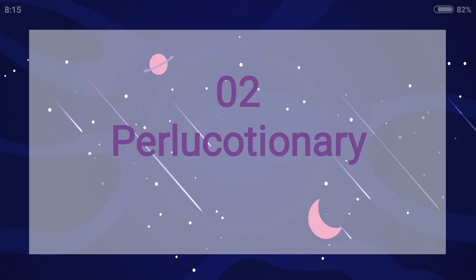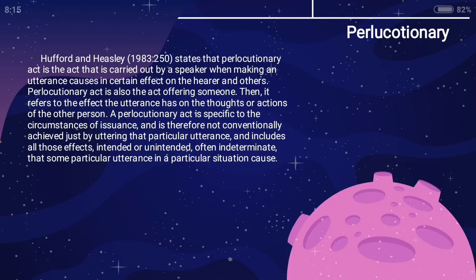Number 2 is perlocutionary. Hofford and Heasley state that perlocutionary act is the act that is carried out by a speaker when making an utterance that causes a certain effect on the hearer and others. Perlocutionary act is also the act of uttering something. Then it refers to the effect the utterance has on the thought or actions of other persons.